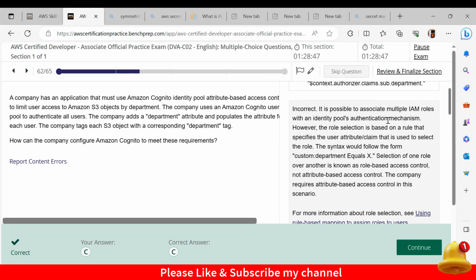It is possible to associate multiple roles with an identity pool. However, the role selection is based on a rule that specifies the user attribute / claim that is used to select the role. Okay.